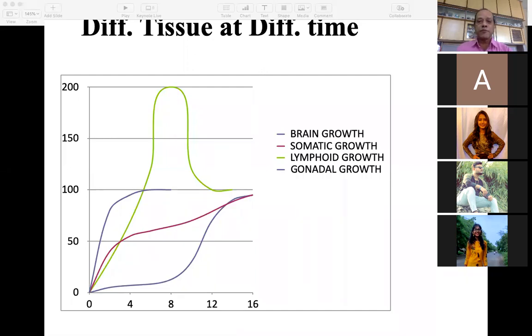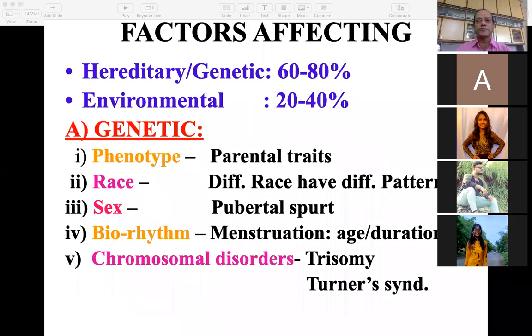And after that, once the lymphoid growth is over, it will come back to 100% of the growth. This has one very important clinical significance: in the age group of 5 to 8 years or 10 years, if a child comes, he may have lymph nodes more than the normal size. This does not mean all those lymph nodes are abnormal. It can be because of the 200% growth. So you have to keep in mind, and you have to investigate before starting any treatment for the lymphadenopathy.